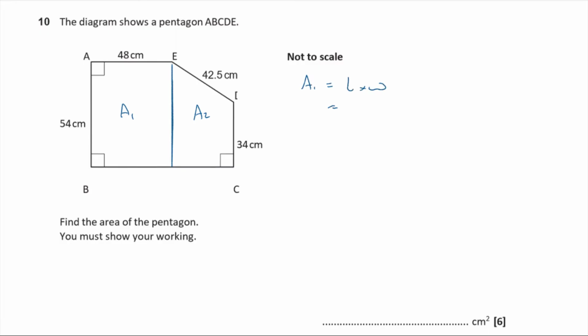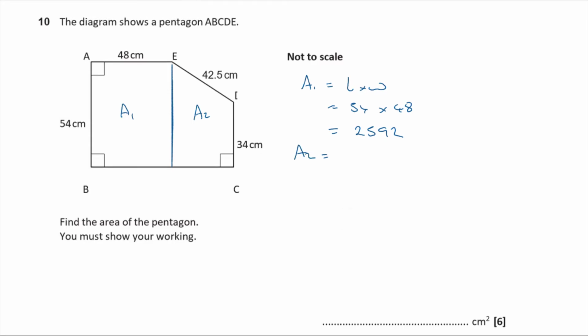In this case, it's going to be 54 times 48, and that comes to 2,592. I don't usually bother with units until I get to the end. That's a part answer, isn't it? So I'm not going to bother with units just yet.